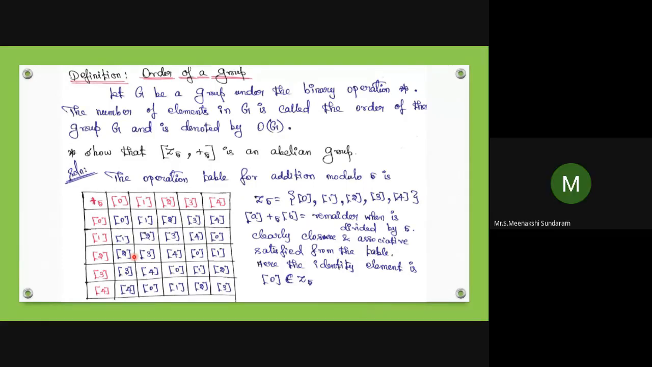3. What is the inverse? Yeah, inverse of 2 is 3. Inverse of 3 is 2. Inverse of 4 is 1. So the inverse exists. Next, we need to check commutative.